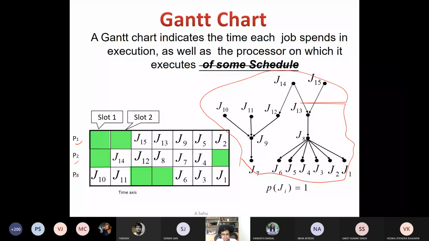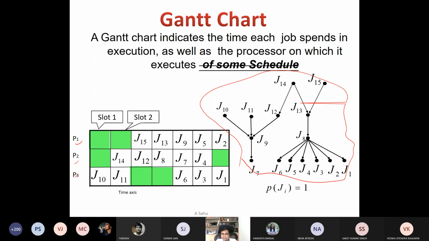The main motivation of giving this figure is to show what a Gantt chart is. A Gantt chart indicates each job's span in execution, at what time it executes and on what processor. That means it defines both allocation, binding, and scheduling. So is this clear? A Gantt chart shows how many processors there are, and which job gets executed on which processor at what time. Everything we'll see in the Gantt chart. Is this fine?